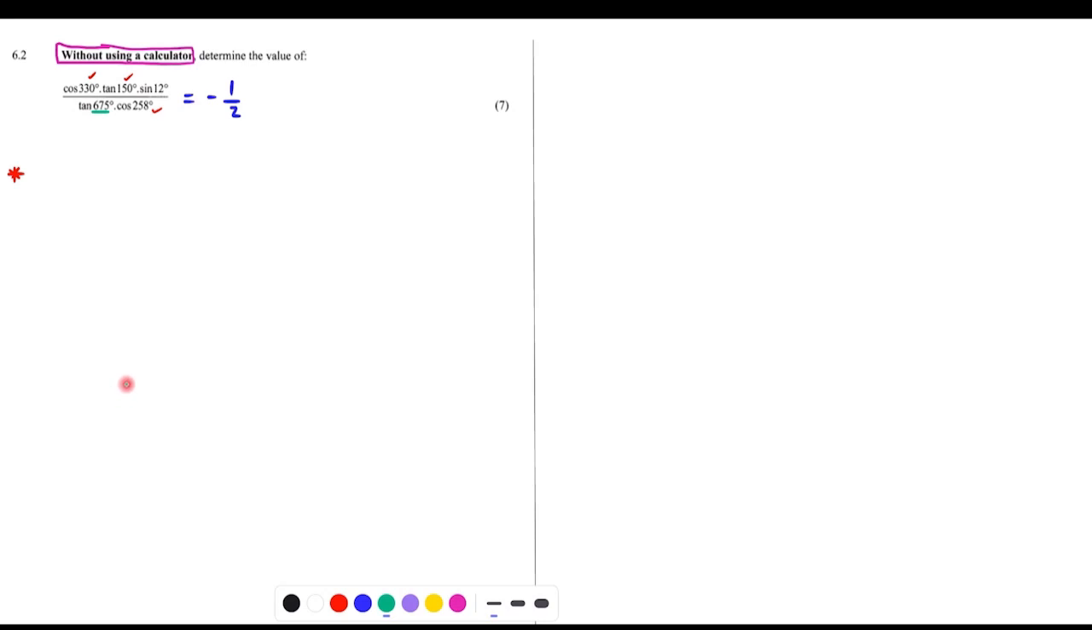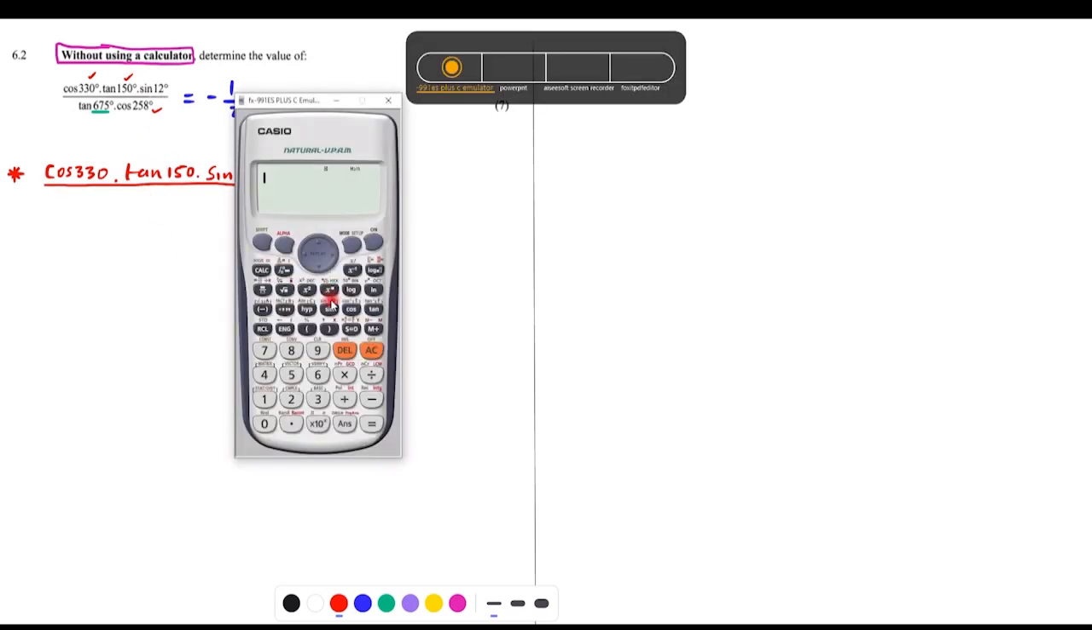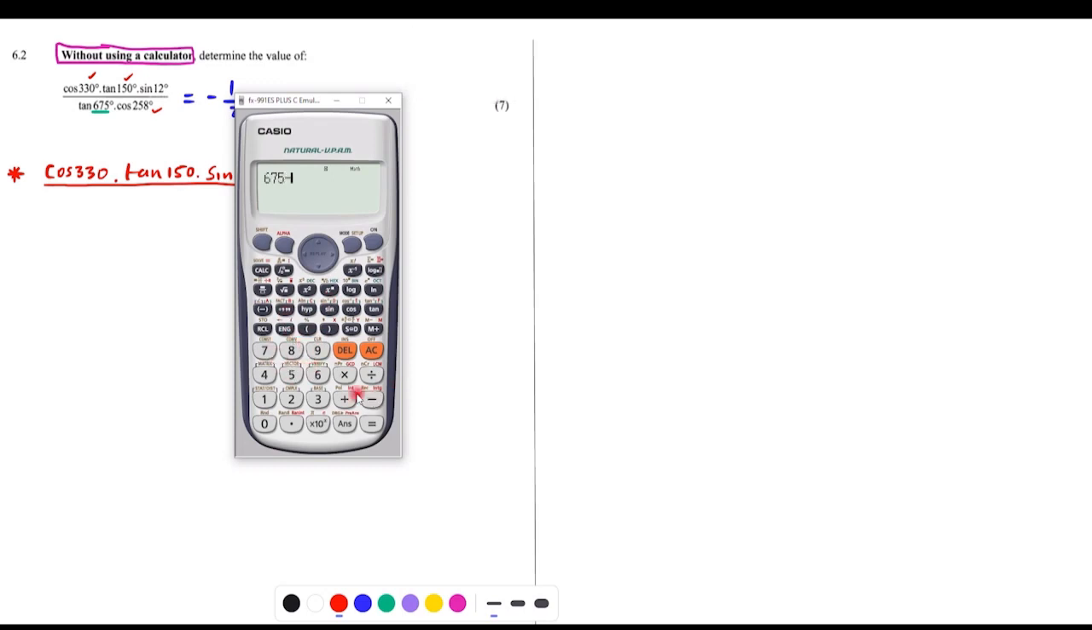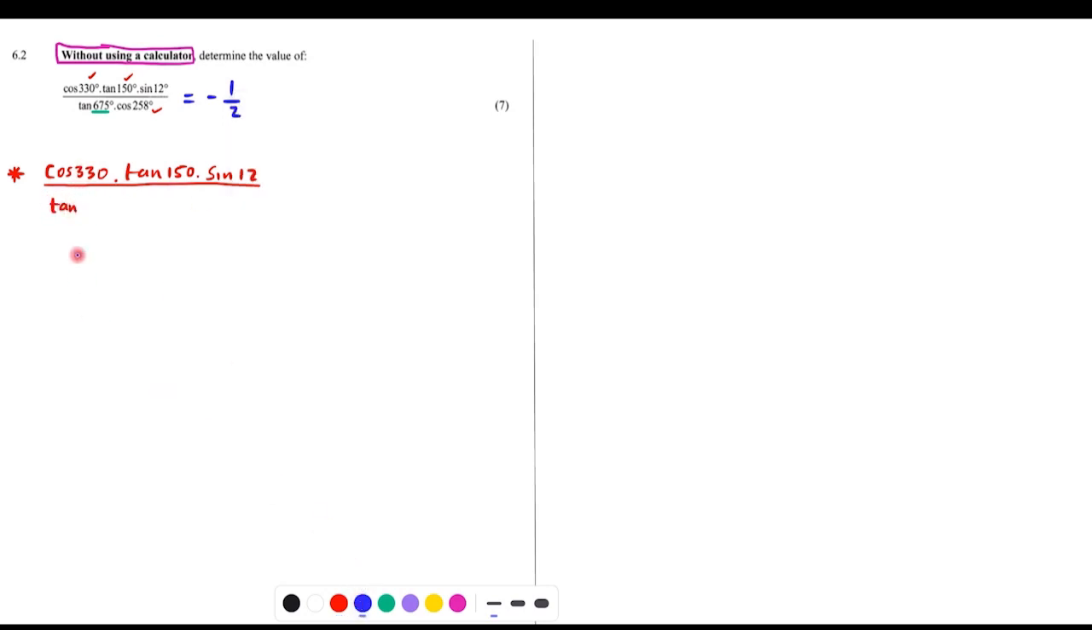So the first thing we're going to do is keep the cos 330 times tan 150 times sine 12. But on that 675, you just go to your calculator and say 675 minus 360, right? Then you see you're getting 315, so we're going to say tan, and change that value and write it as 315, and then times cos 258, like that. Now as you can see, all of them are between 90 and 360.